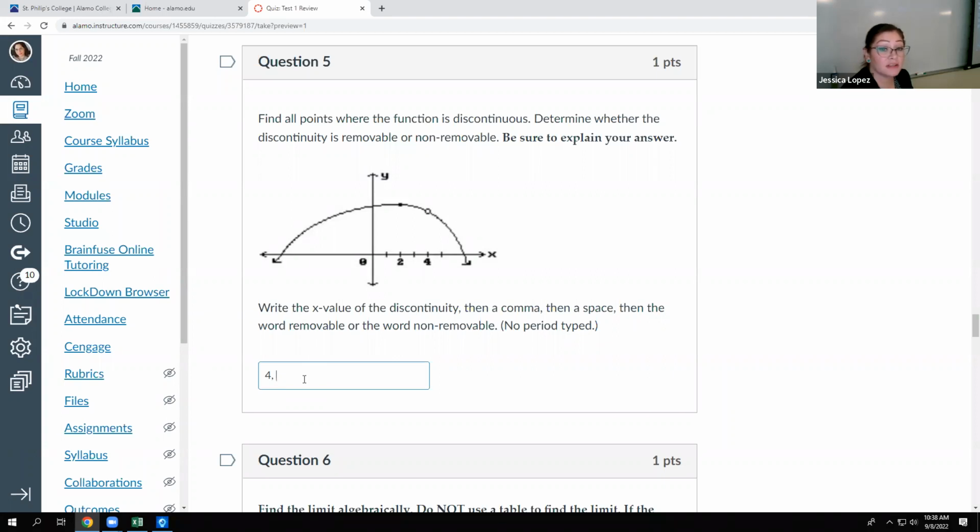And then it's also asking you, do a comma, then a space, and I did that. Then the word removable or the word non-removable. Which word am I going to write? Removable. And then on your paper, why is it removable? Because it's a hole. So asymptotes are non-removable, right? But holes are removable. Like you can't fix it if it's doing this. You can't just totally change the direction and make it connect. But for a hole, I could just get a point and fill in the hole, right? So that's why it's removable versus non-removable.